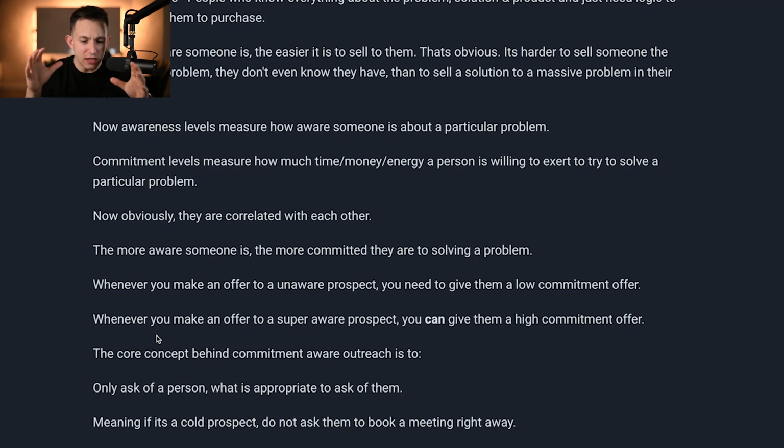Whenever you make an offer to an unaware prospect, you need to give them a low commitment offer. And I'm going to give real life examples for all of this later in the video, so just stay tuned. Whenever you make an offer to a super aware prospect, on the other hand, you can give them a high commitment offer. You don't have to, but you can. That is something that you could reasonably do, and there's a high percentage chance that they'll actually say yes to it, okay?